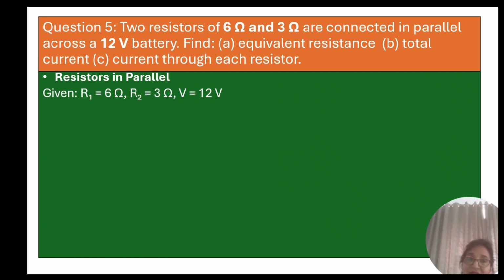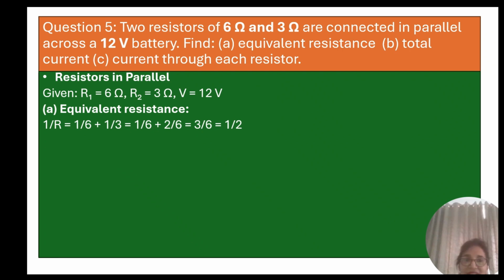Write down what is given. R1 is 6 ohm, R2 is 3 ohm, and voltage is 12 volt. Equivalent resistance: now this time the formula which you are going to use is 1 upon R equals 1 upon R1 plus 1 upon R2, and when you do the calculation you get 1 upon R is equal to half, and resistance will be 2 ohm.